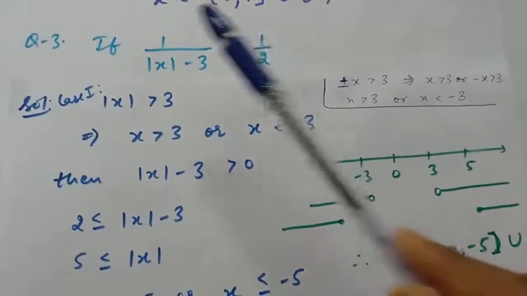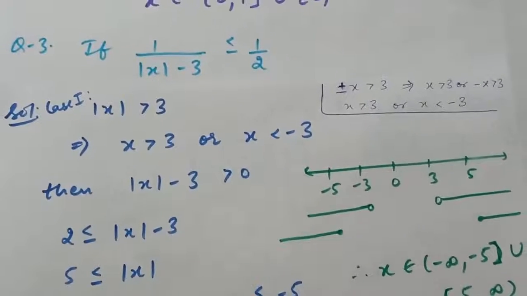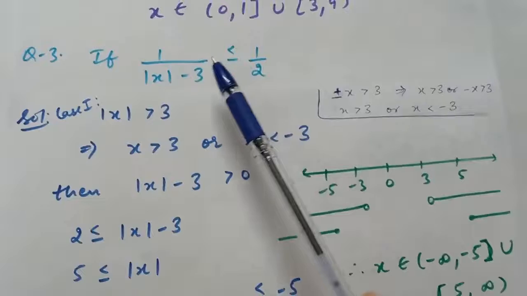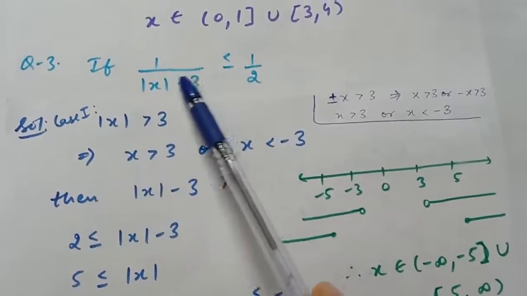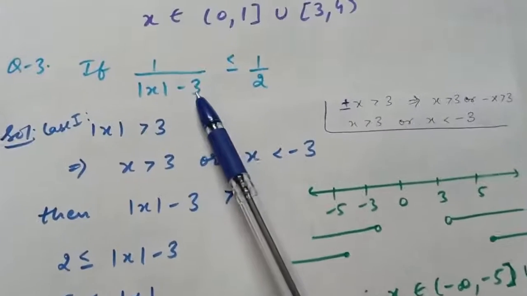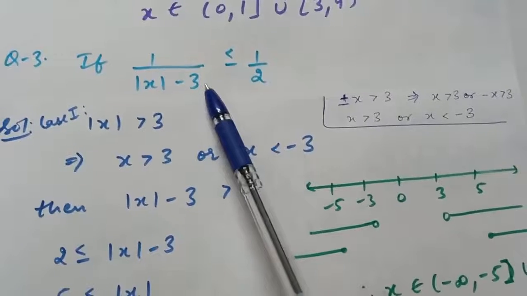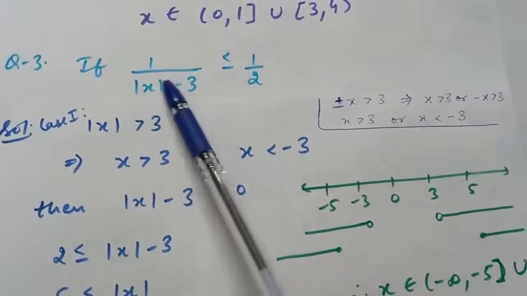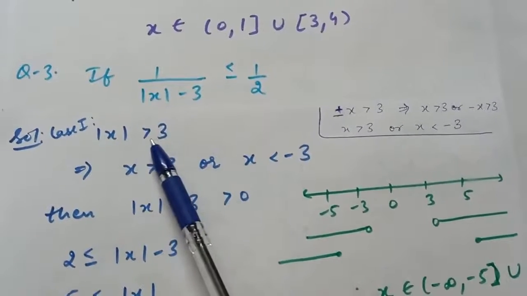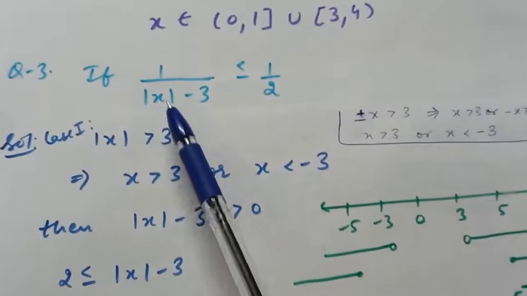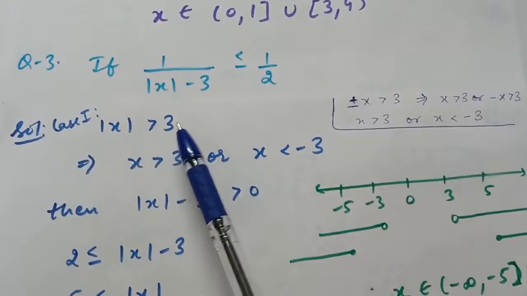Now question number third, 1 upon modulus of x minus 3 is less than or equal to 1 upon 2. So we have to solve this. First of all, case 1 we will take when this is greater than 0. Now see, because modulus of x minus 3 is in the denominator, we don't want modulus of x to be equal to 3. So either modulus of x is greater than 3 or modulus of x will be less than 3. So case 1 will be modulus of x greater than 3.